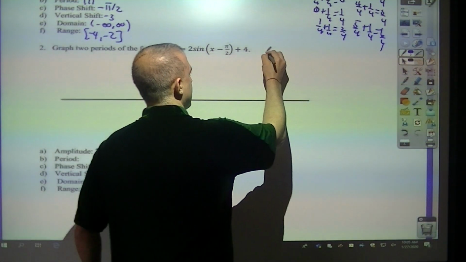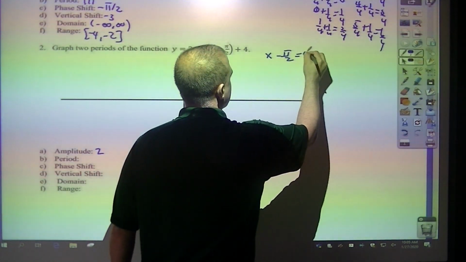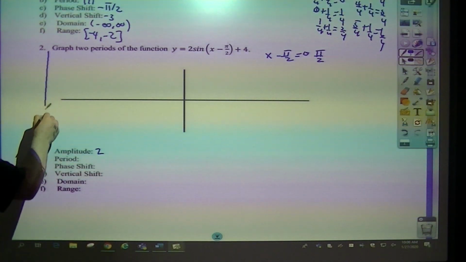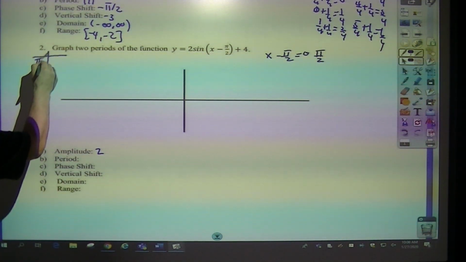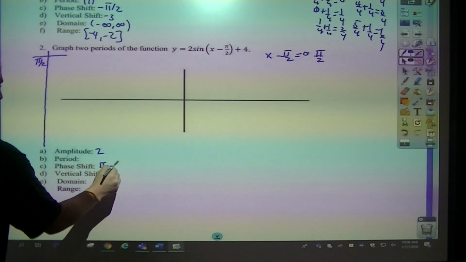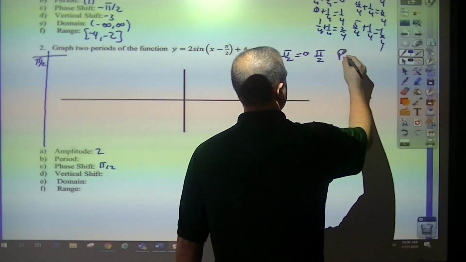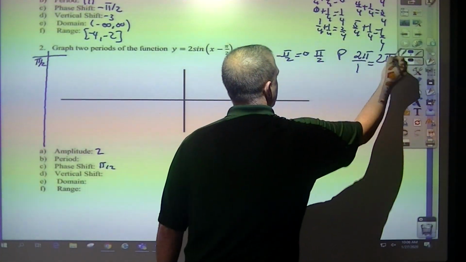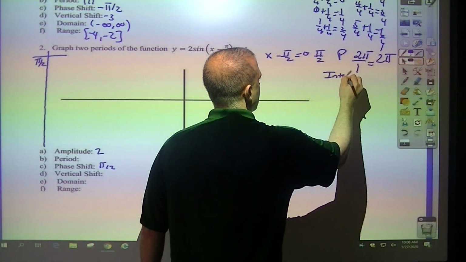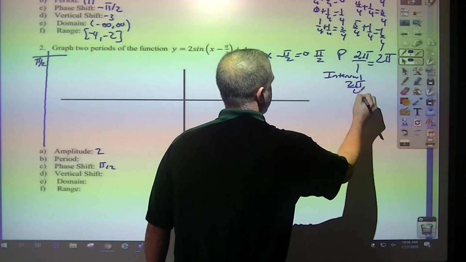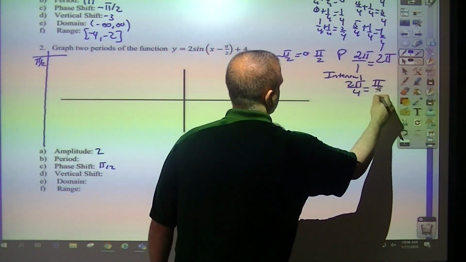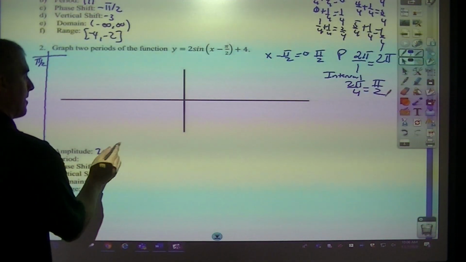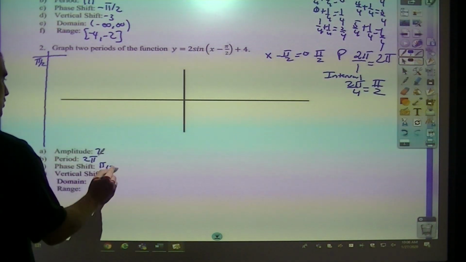I'm going to take this x minus pi over 2, set it equal to 0, which would just be pi over 2. That is going to be my starting value, my starting angle. So pi over 2, that's also my phase shift. For the period, I've got to figure out the period, which is 2 pi divided by the number in front of x, which in this case is 2, so I'll be at 2 pi. My interval will be the 2 pi divided by 4, which would be pi over 2. That would be the interval. So my period is 2 pi. My vertical shift happens to be 4.